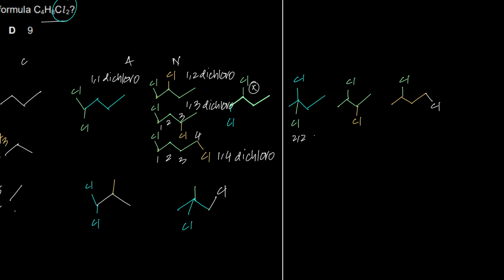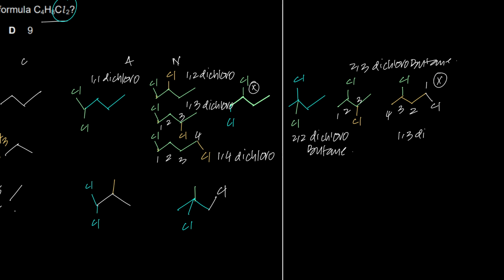Let's discuss this. Which one is this? It's 2, 2 dichlorobutane. And this one, 2, 3. See, 1, 2, 3. 2, 3 dichlorobutane. And now let's start numbering this one right here, because the Cl is closest from the right to left. So this is what? 1, 2, 3, 4. And this one is what? 1, 3 dichlorobutane, and we've already discussed it right here. So this one is obviously also discussed, right?